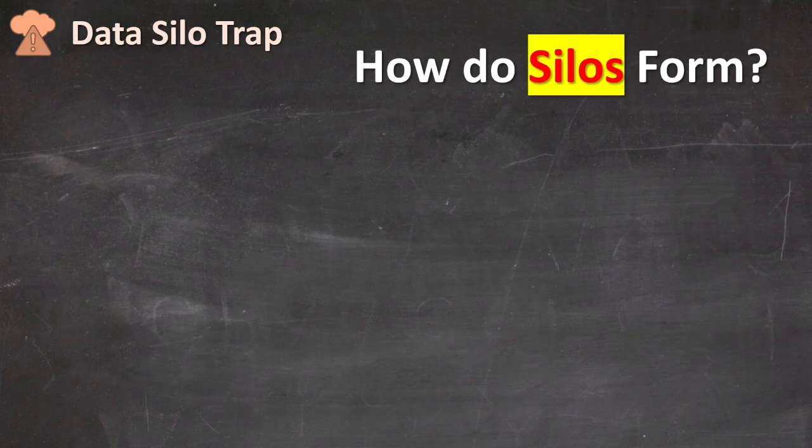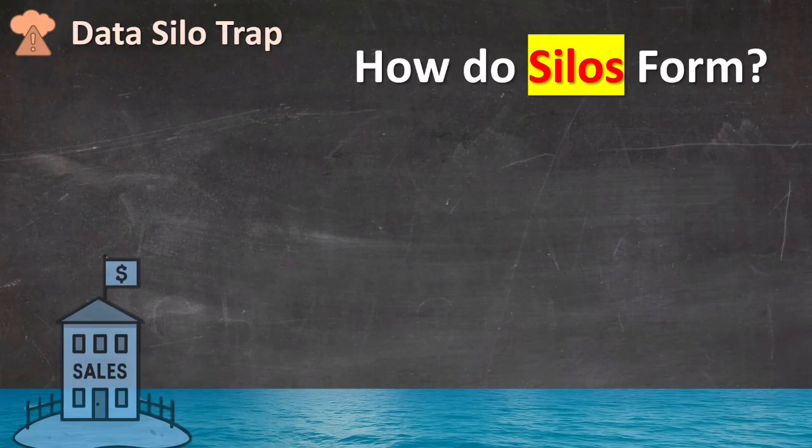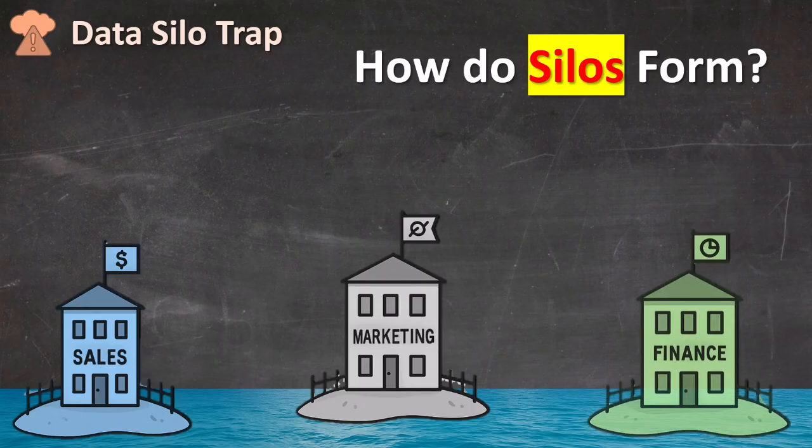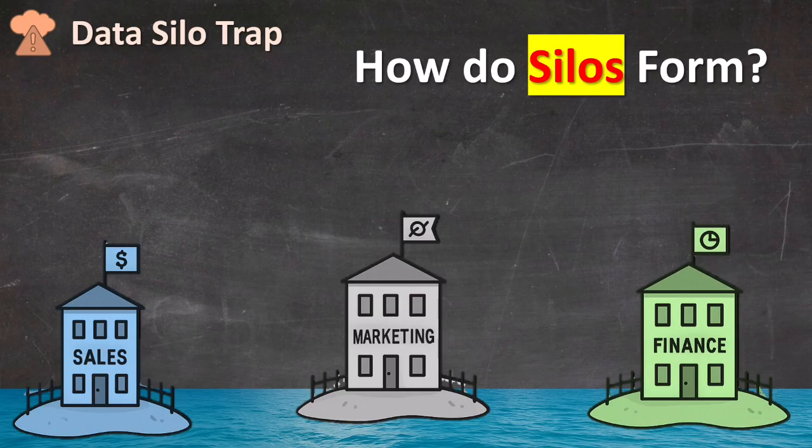How do we end up with these silos? It's usually not intentional. Silos form naturally over time. Think of each department as its own little island. Sales Island uses a CRM system and speaks CRM language. Marketing Island has its analytics tools, and Finance Island might use an ERP system. Each picked the best tools for their job, often without thinking about company-wide integration. Over the years, this creates separate pockets of data.